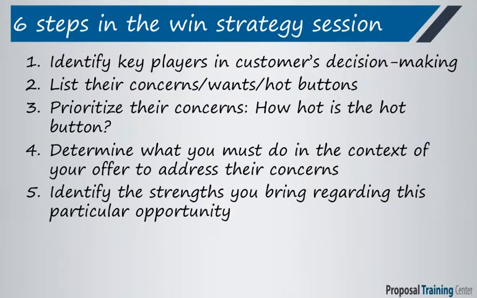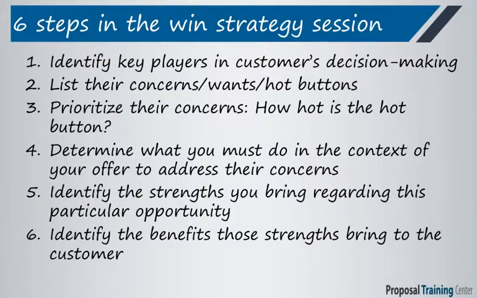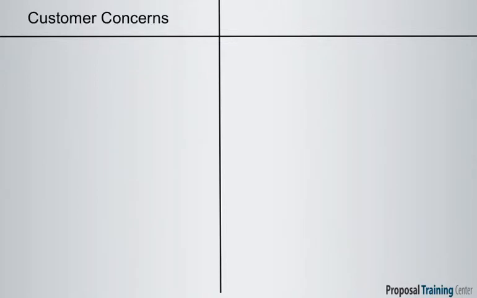Next, identify the strengths you bring regarding this particular opportunity, and then identify the benefits those strengths bring to the customer. All right, those are the steps. Now let's take a look at an example. I start off with a clean whiteboard with 2 columns. The first column is customer concerns. It's a list of their concerns. The second is a list of what we can offer to resolve or address these concerns.